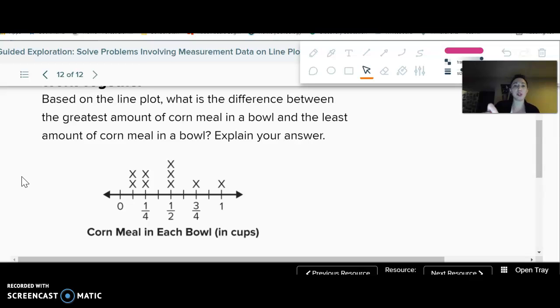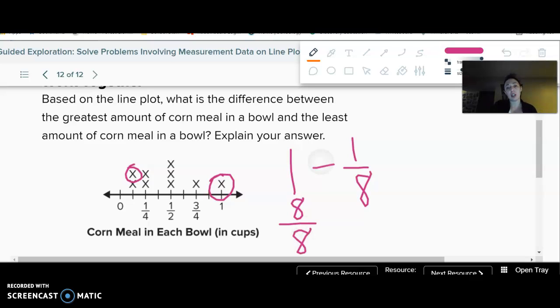All right, hopefully you got the greatest is 1. The least is 1/8. And the difference between that, well, 1 is the same thing as 8/8, right? So 8/8 minus 1/8 equals 7/8. And it's in cups. So 7/8 of a cup.